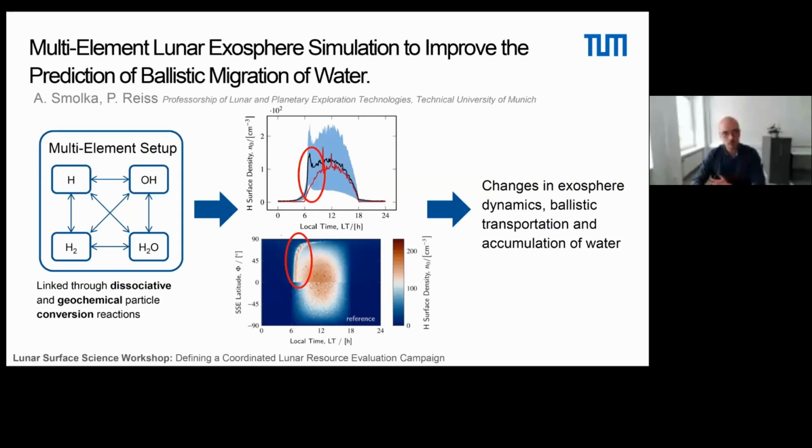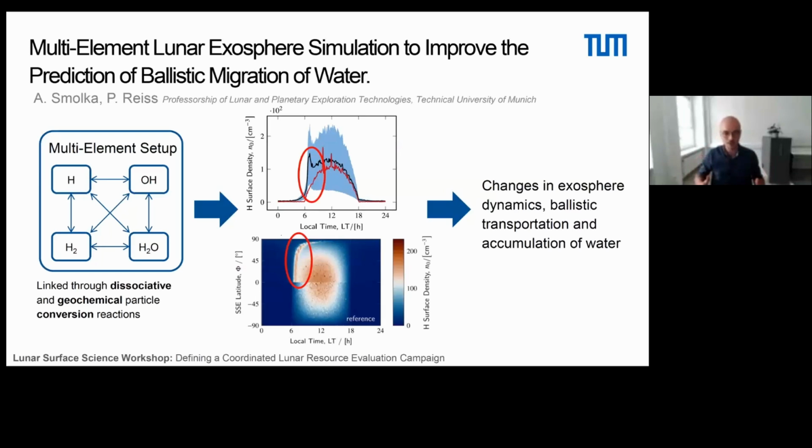The key was to link these four species through dissociative processes in the exosphere and through geochemical reactions in the lunar surface. These conversion processes allowed us to connect the loss mechanisms of one of the elements with the source mechanisms of the other three elements.